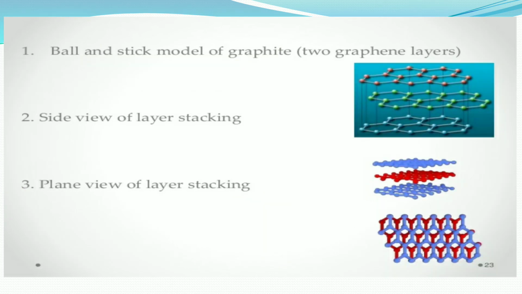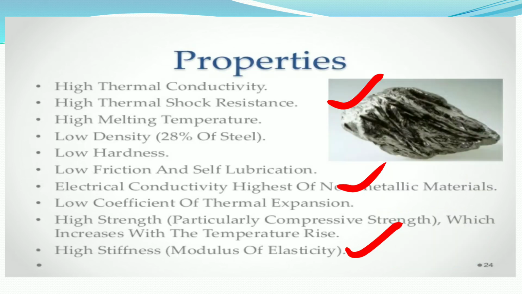Here you can see the ball and stick model of graphite, like this. Here this is the side view of a layer stacking, and this is a plane view of a layer stacking. How they are stuck together, the number of carbons which can be stuck together. These are the three ways to see the ball and stick model of graphite. This is the two graphene layers which are bonded together in this manner. This is the side view and this is the plane view. Next we are going to learn the properties.